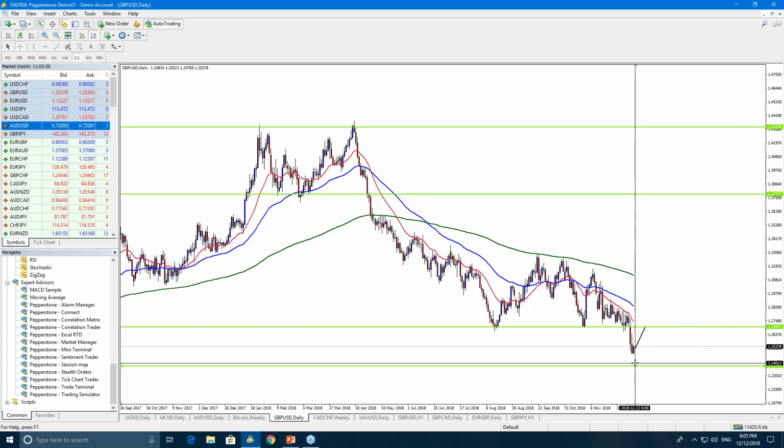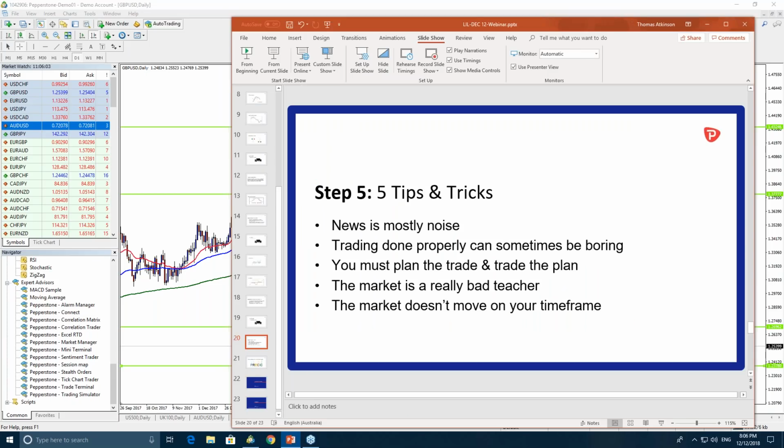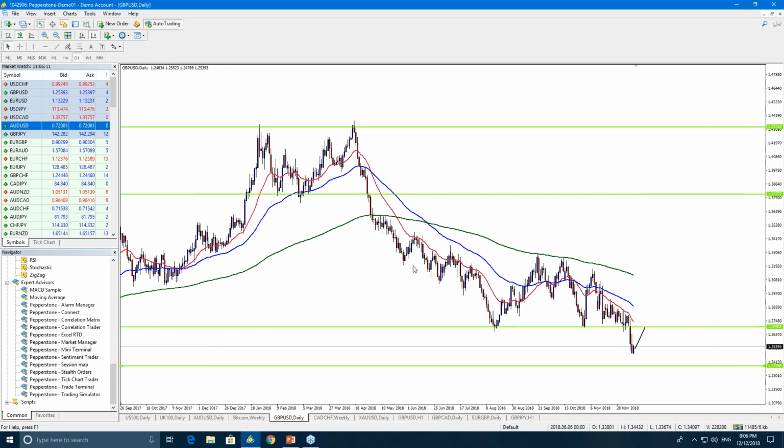So you'll hear a lot of people say, oh, the market's taught me, and I've learned from the market everything I need to do. The problem is you often won't learn from these things. So it's about trading that trade plan more than anything else. And of course, the market doesn't move on your time frame. So what that means is you can't just will it to happen when you want it to.